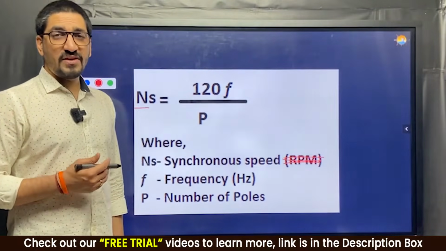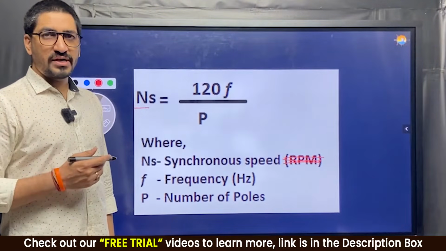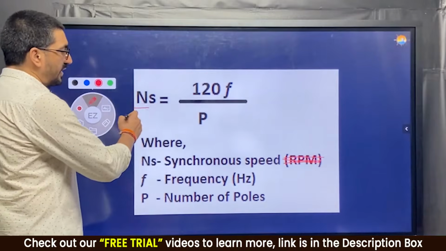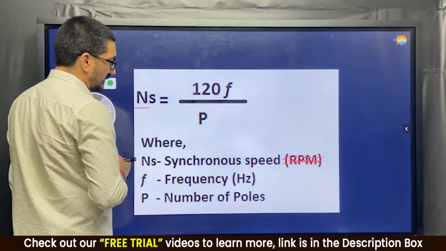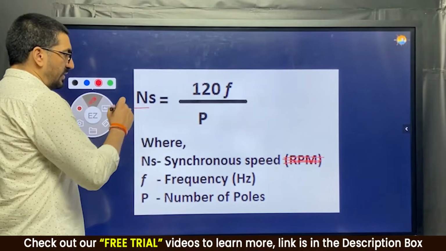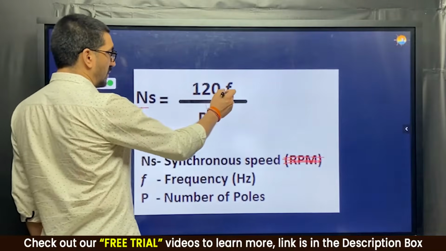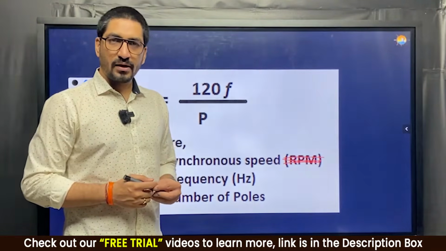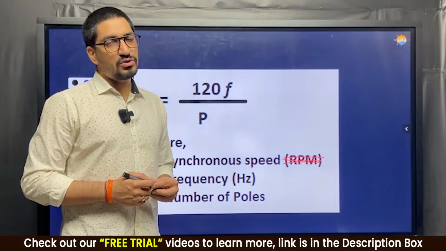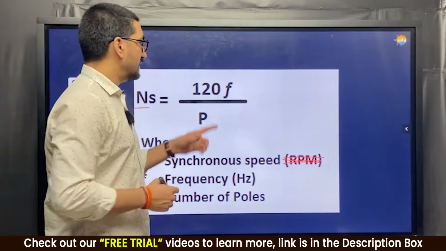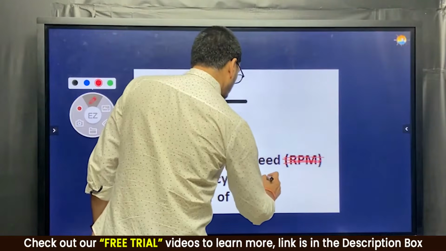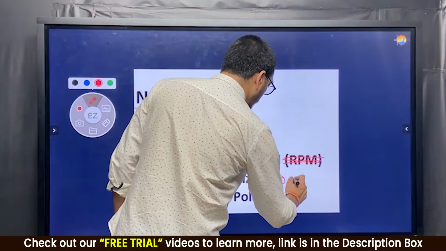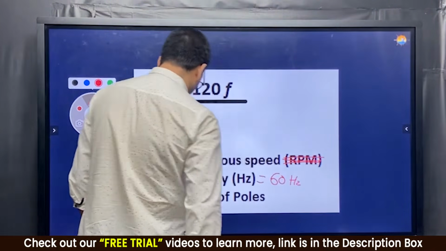First of all, you can remember the formula, because the same formula is valid for alternators also, the three-phase power generator, which we are going to study in future. Synchronous speed is 120 F upon P. That means the synchronous speed will depend upon frequency. Frequency is the frequency of electric current. That is, on a ship it is 60 hertz. On a ship you will find it 60 hertz.